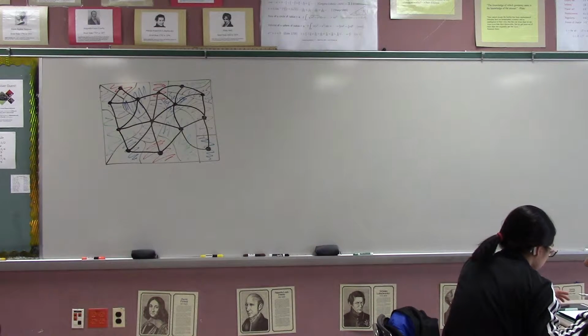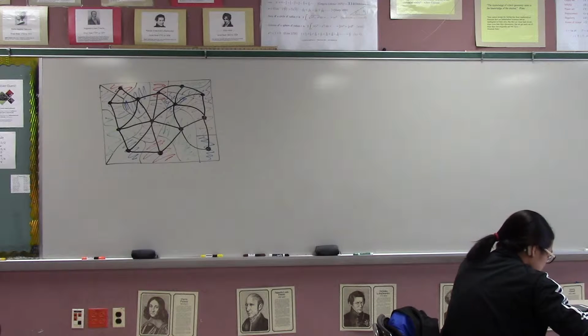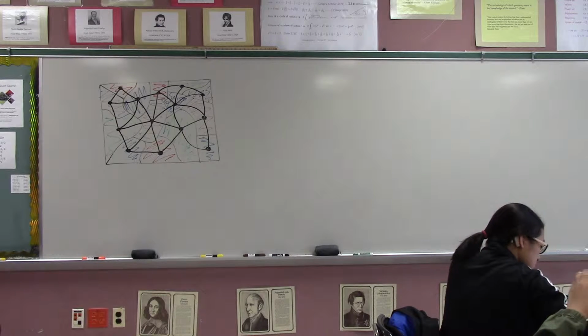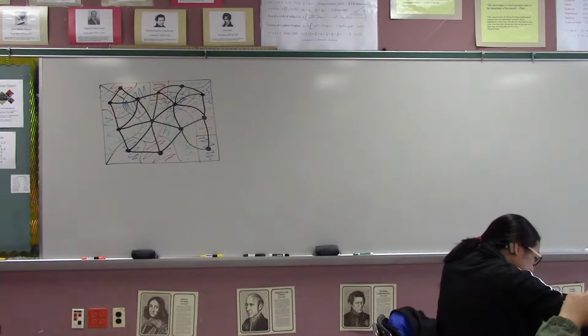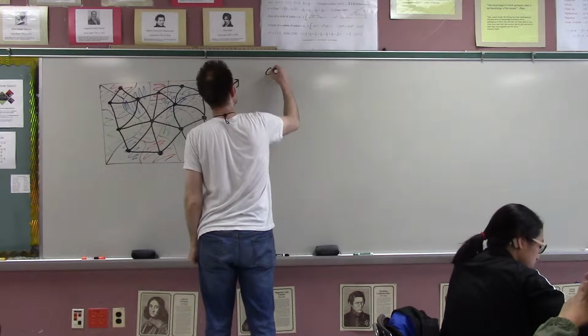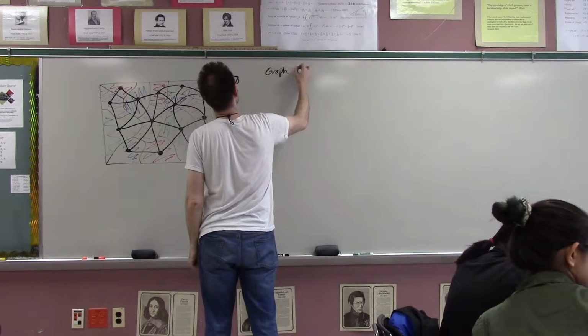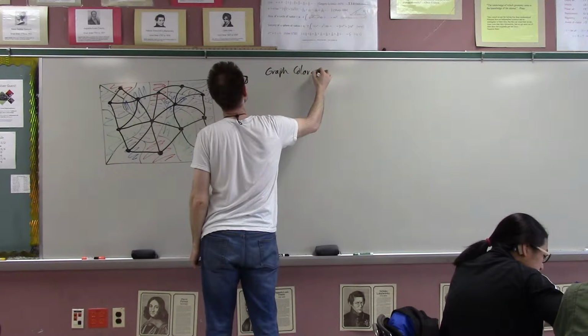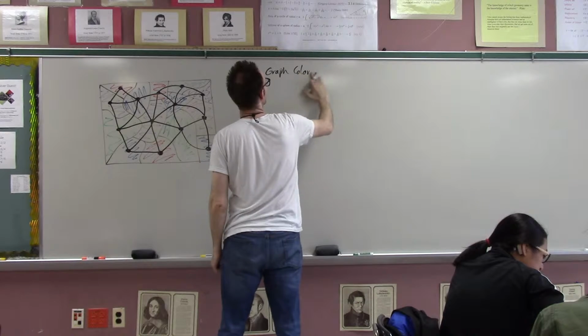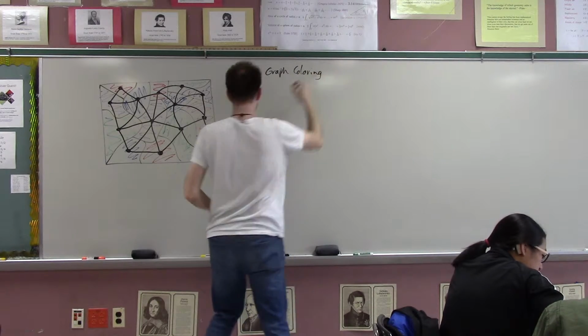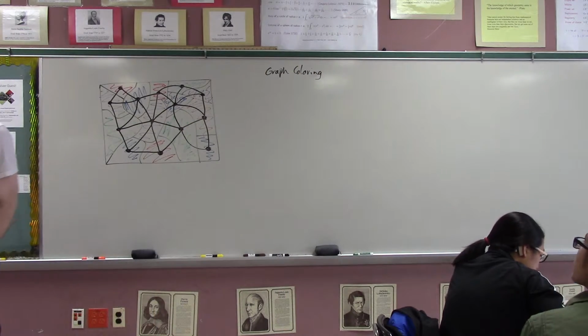Basically, this is now a discrete math problem. Can everyone now mentally erase the map and just look at this graph? Now the graph theory problem becomes: color all the vertices of the graph in such a way that no 2 adjacent vertices have the same color. This is called a graph coloring. A graph coloring is the problem of coloring all the vertices of a graph in such a way that no 2 adjacent vertices have the same color.